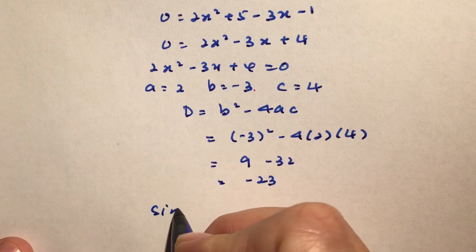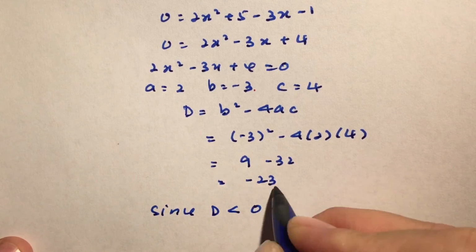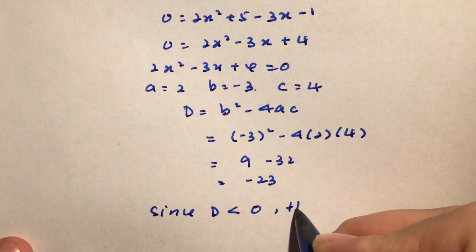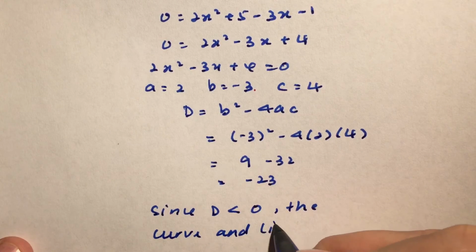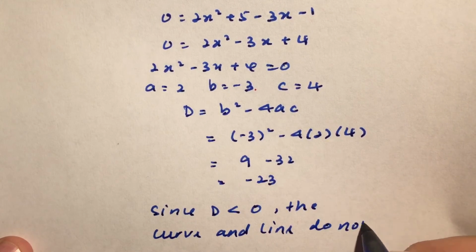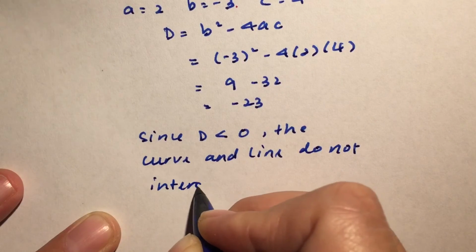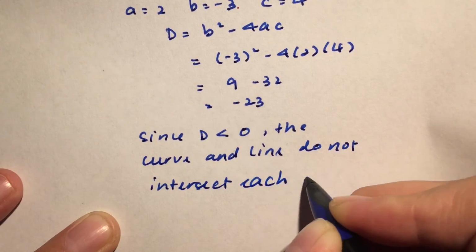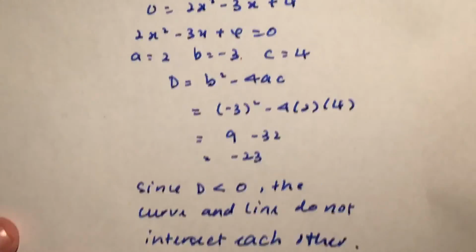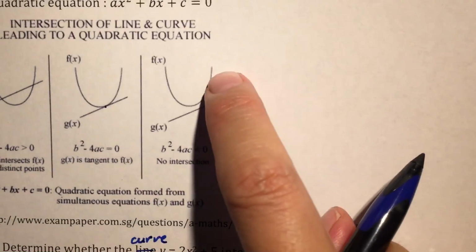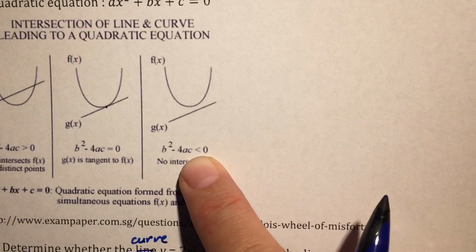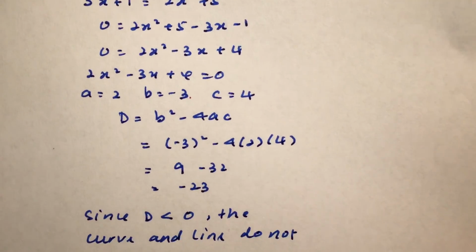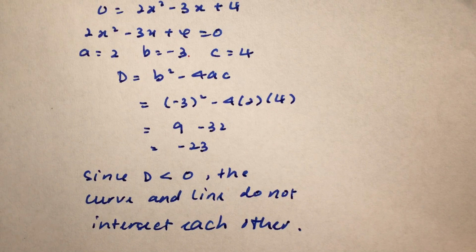So what we can write is that since D is less than 0, it's negative, the curve and line do not intersect each other. So this would be the third case, where the curve and the line will not cut each other because the discriminant is negative. So there you have it. We have an example of how we can use this to also determine whether we have any intersection points at all.